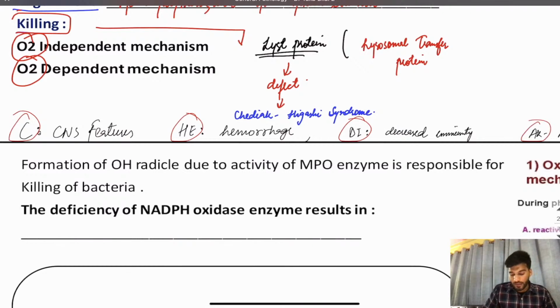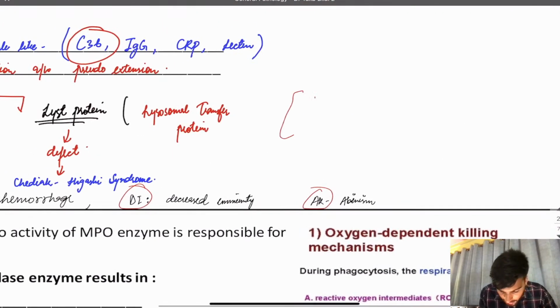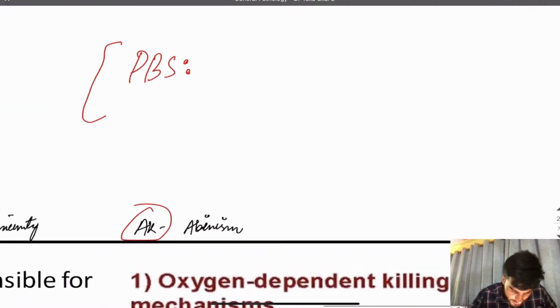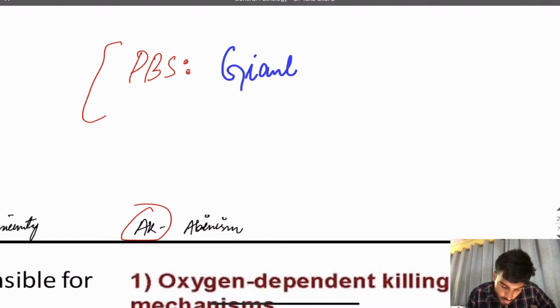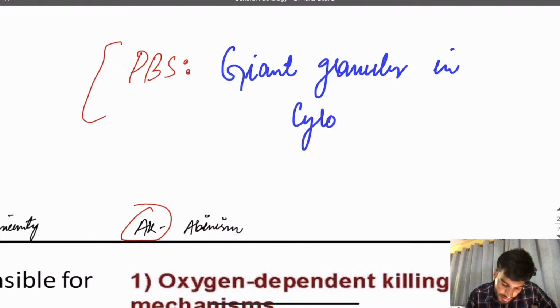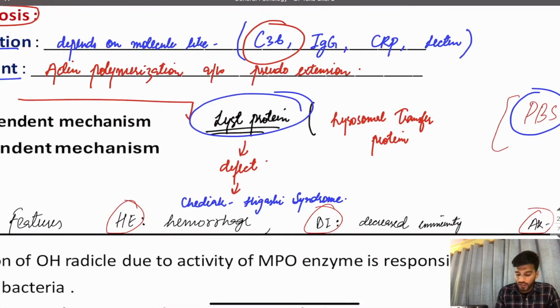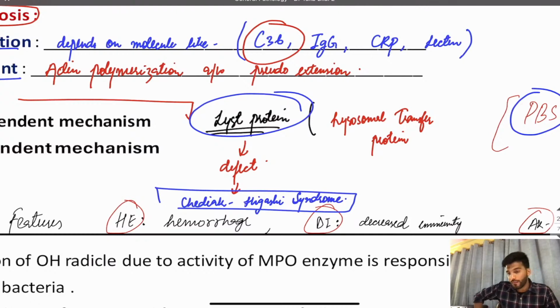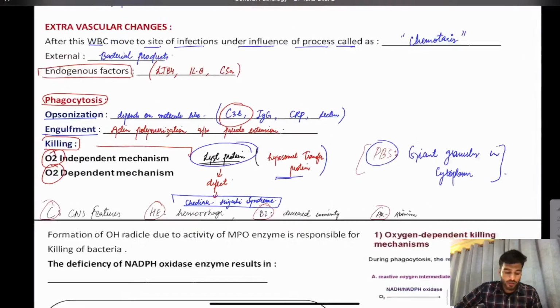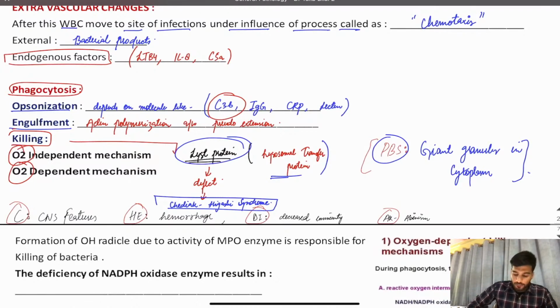On the peripheral blood smear of a Chediak-Higashi syndrome patient, guys, there are giant granules in the cytoplasm. Okay, so remember that as well. Remember, guys, LYST protein defect, Chediak-Higashi syndrome. What is the LYST protein? It's a lysosomal transfer protein used for killing during phagocytosis.